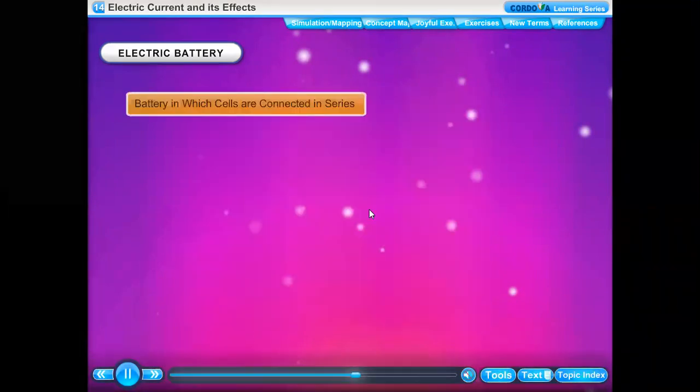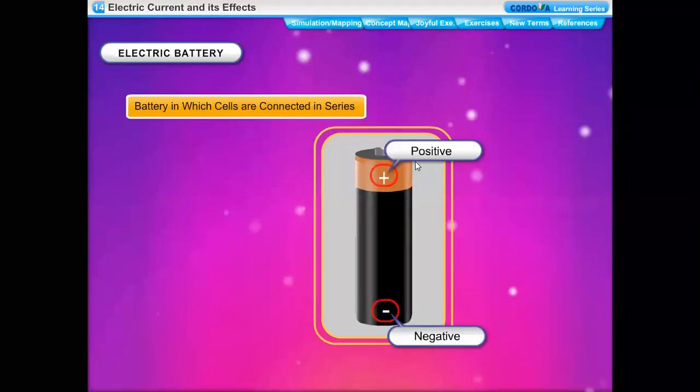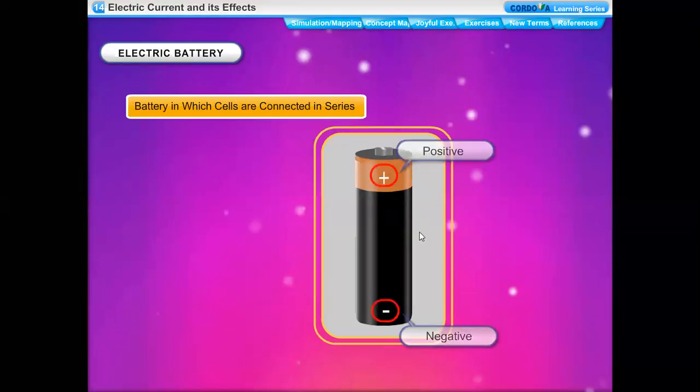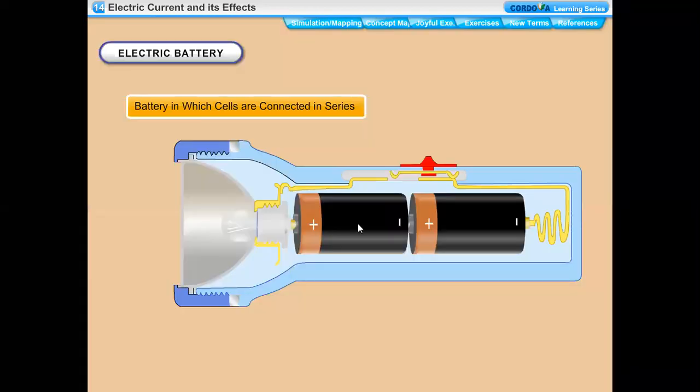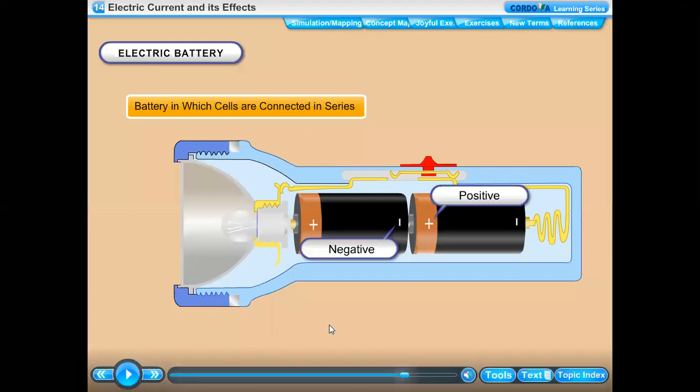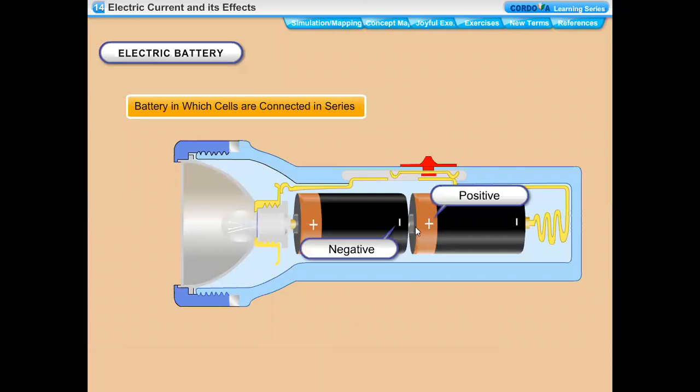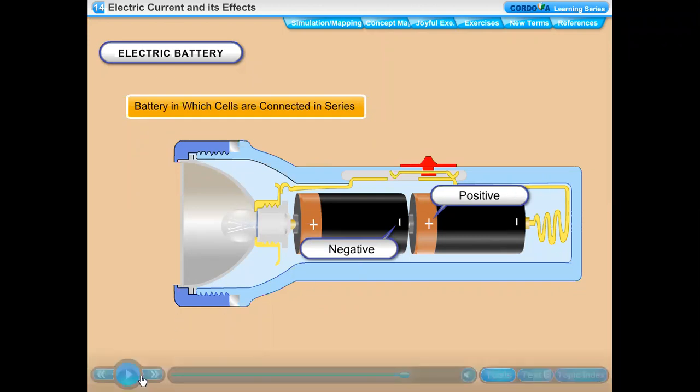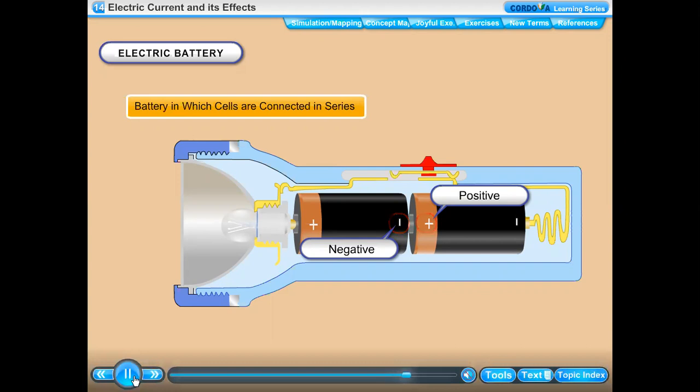Now you can see a battery in which cells are connected in series, positive and negative. This is called series, where one end is joined. The cells are connected in series when the negative of one cell is joined with the positive of another, and the negative of the second cell is joined with the positive of the third, and so on. Then we can say that these are connected in series.